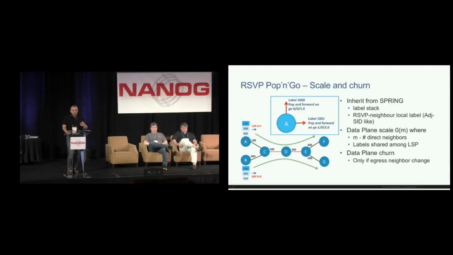Also, if we re-signal or optimize an LSP by upgrading the bandwidth or whatever, and a given node has the same egress interface for the previous version and the new version of the same LSP, there is no need to change the labels. There is no need to generate any churn to the data plane.